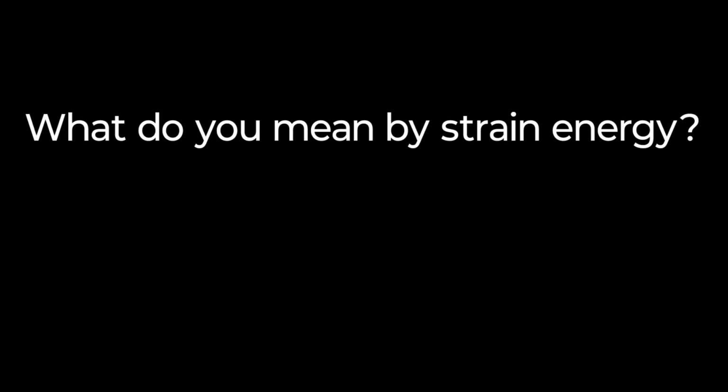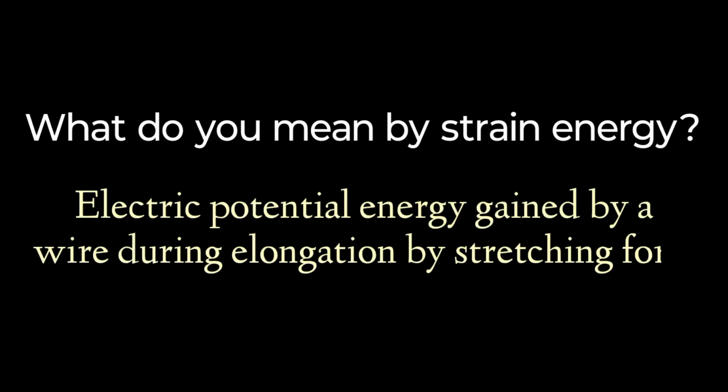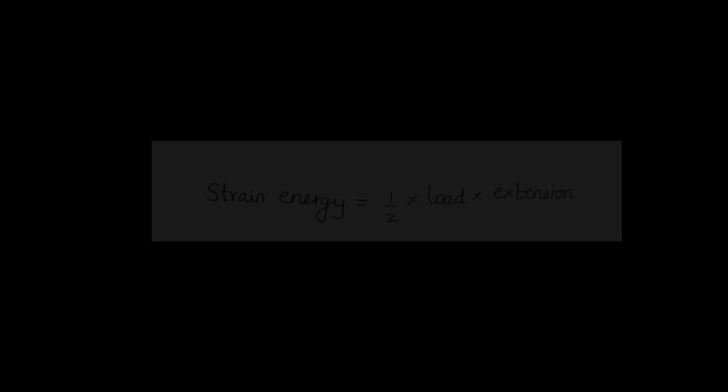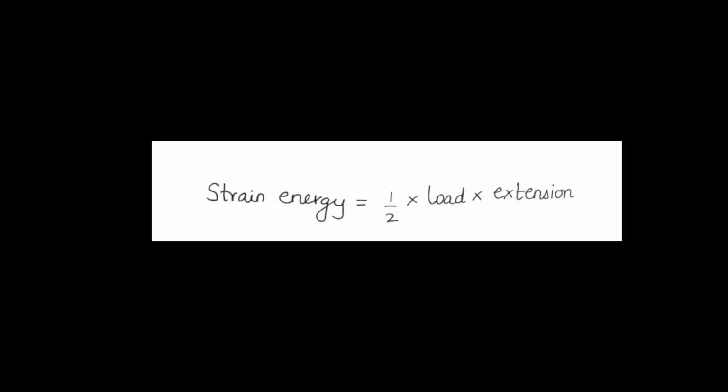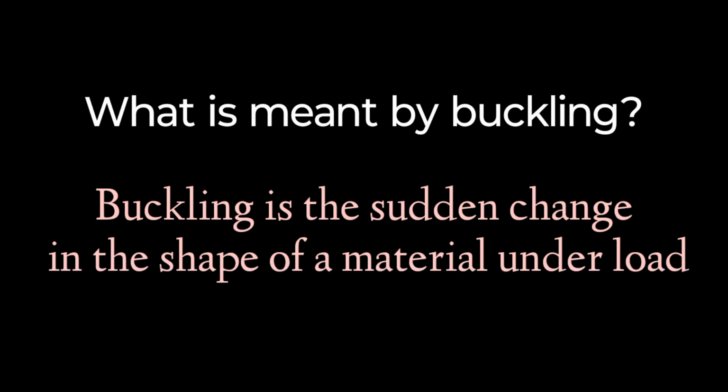Next, what do you mean by strain energy? So strain energy is defined as the elastic potential energy gained by a wire during elongation by a stretching force. Strain energy is given as half into load into extension. What is meant by buckling? So buckling is the sudden change in shape of a material which is under load.